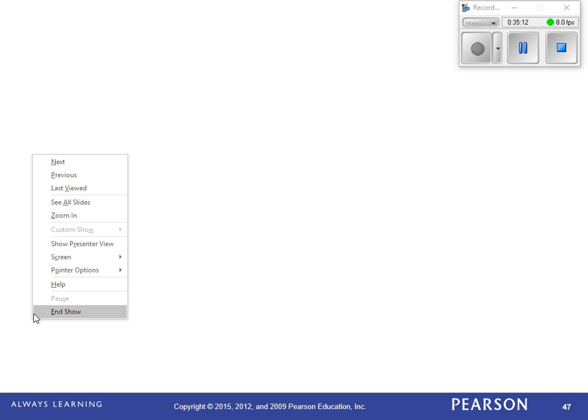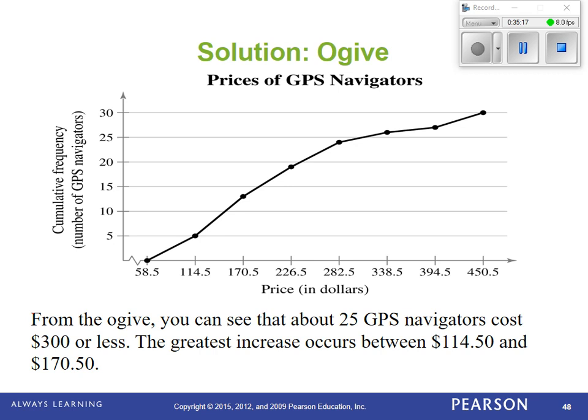And our OGI, is that what you said? Then our OGI would look something like this. So at 114 or less, we know that we had 5 of them. Here, we had about 13. And that's what you gotta be able to do, you gotta be able to read these. What does this one look like it is? 18, 19, somewhere around there. So be able to tell that.